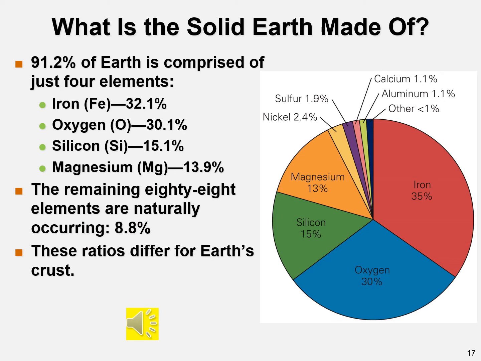Of the 92 naturally occurring elements, produced by fusion reactions in stars and by supernova explosions, that make up Earth, 91.2% of the Earth's mass consists of only 4 elements: iron, oxygen, silicon, and magnesium. Iron makes up about 32.1% of the Earth, oxygen about 30.1%, silicon 15.1%, and magnesium around 13.9%. The ratios change somewhat for the crust, the mantle, and the core.